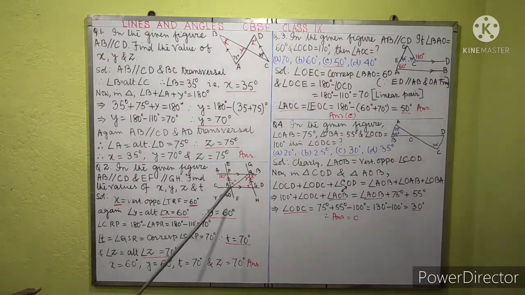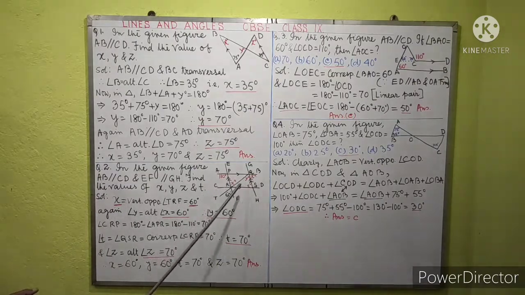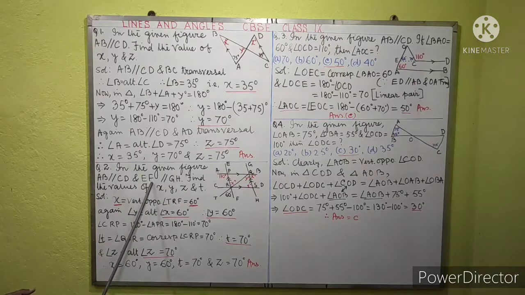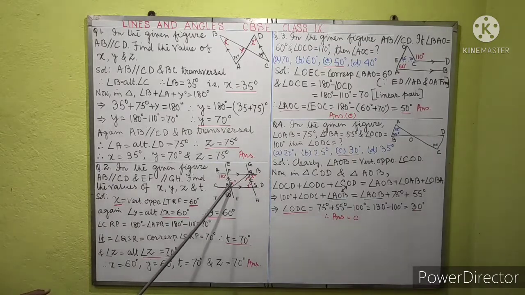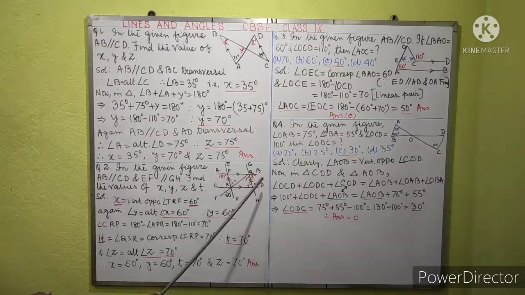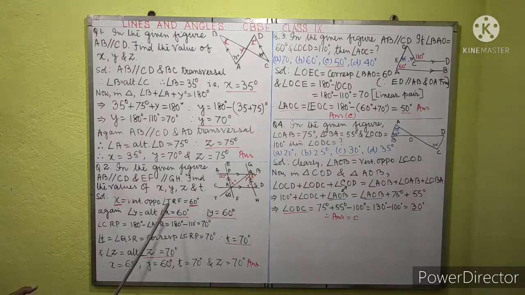Next, in this given figure, it is given that AB parallel to CD, EF parallel to GH. The symbol of parallel is arrowhead. Here each contains one arrowhead, and these two contain two arrowheads. That means EF parallel GH and AB parallel CD. We have to find the value of X, Y, Z and T.